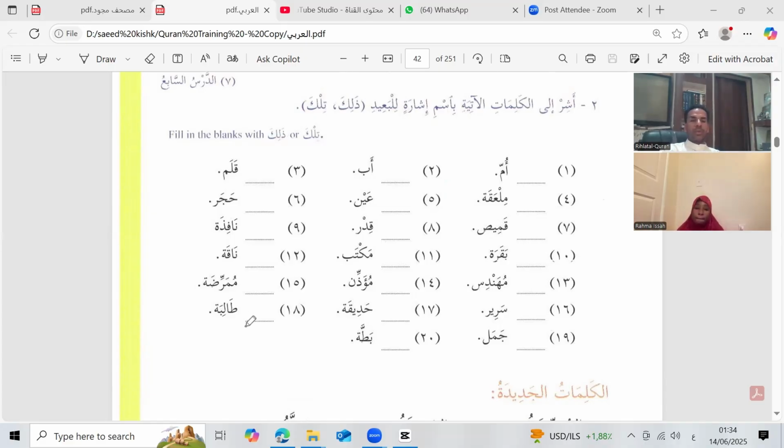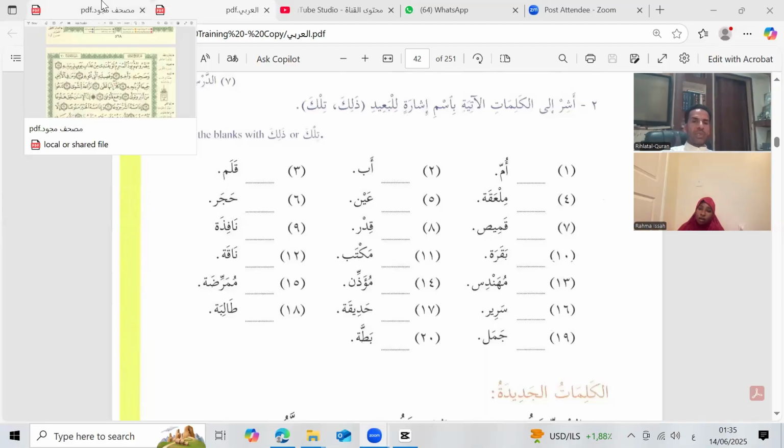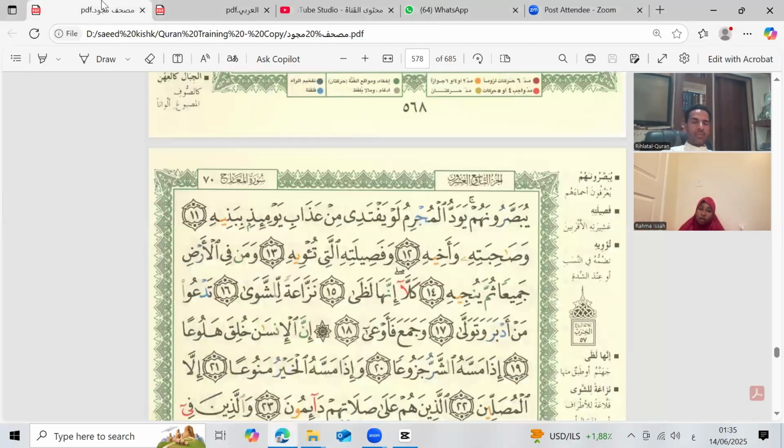Yeah. For example, here, the last one, number 18, طالبة. Is it masculine or feminine? Feminine. So what should we use? Shall we use ذلك or تلك? تلك. Why? Because it's feminine. Yeah, because it ends with ta or ha.